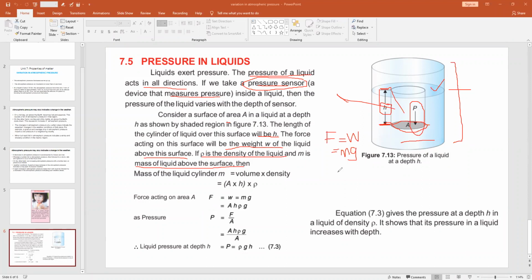generally we have discussed the topic density in a previous lecture. So density is equal to mass per unit volume. This is the formula for density, right? V will be equal to.